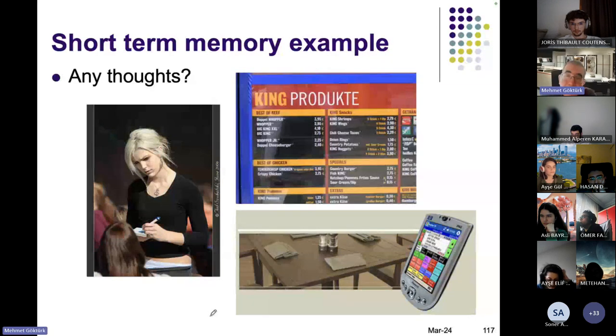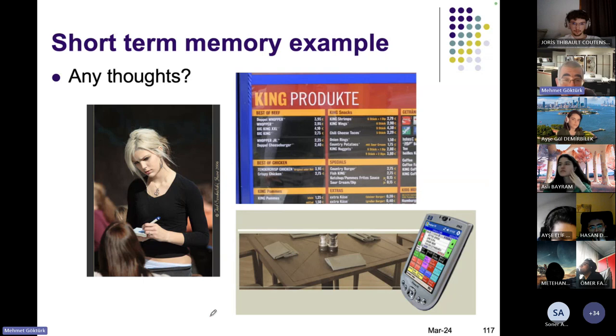So remembering what you asked is very difficult, and waitresses usually have problems remembering who ordered what, and they make errors. In order to prevent those errors, they use slide notebooks.